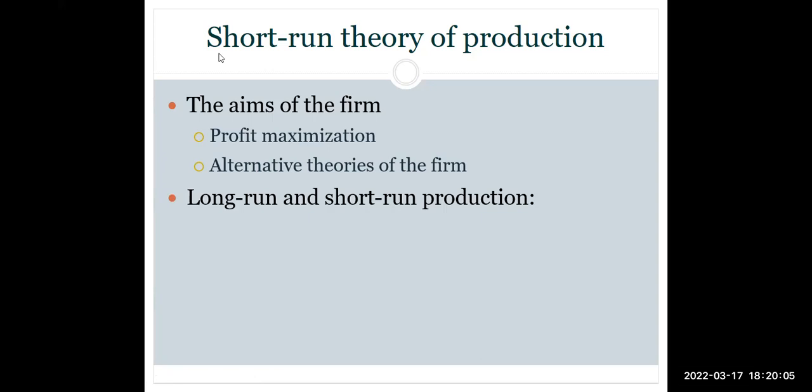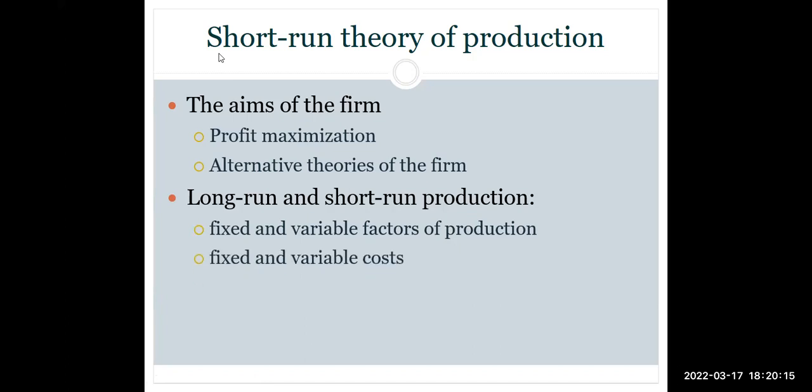Now, if you look at the long run and short run production, fixed and variable factors of production. As I told you, when you have a short-term period, at least one of your factors of production is fixed, and the other factor of production is variable. The fixed factors of production have got fixed costs, and variable factors of production have got variable cost.